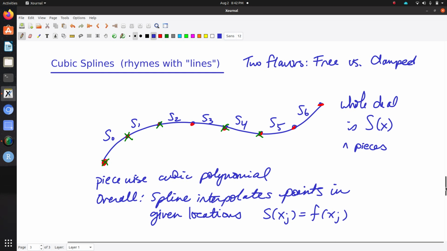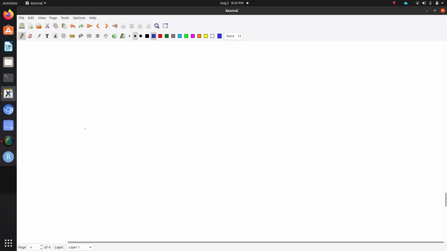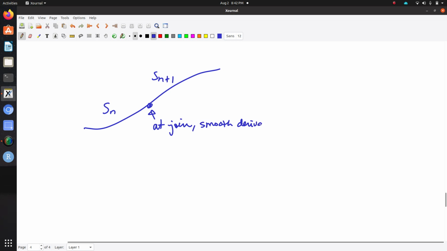So for example, what this means is on the join points, if you have a join point right here, and this is Sn, and this is, say, Sn plus 1, at the join we have a smooth derivative. In other words, we have a derivative. So Sn at, let's make it point x, the derivative has to equal the other; those two derivatives have to be equal so that they can do that, okay?